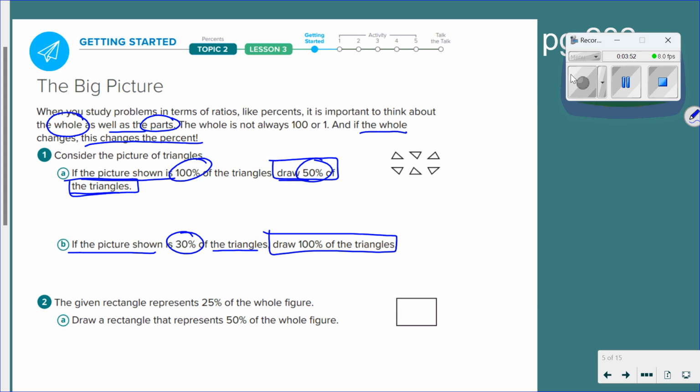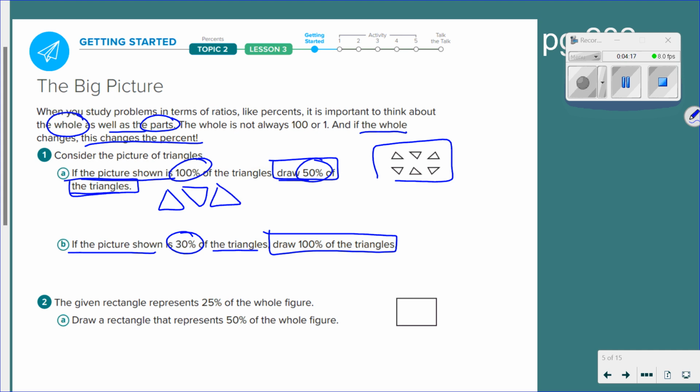Okay, on our first one, you have to realize which way it's going. So we really want you paying attention to the verbiage. So this says this picture is 100% of what it is. So I need to draw 50% of it. So 50% would be how much of it? Half, or 3 triangles. Okay?